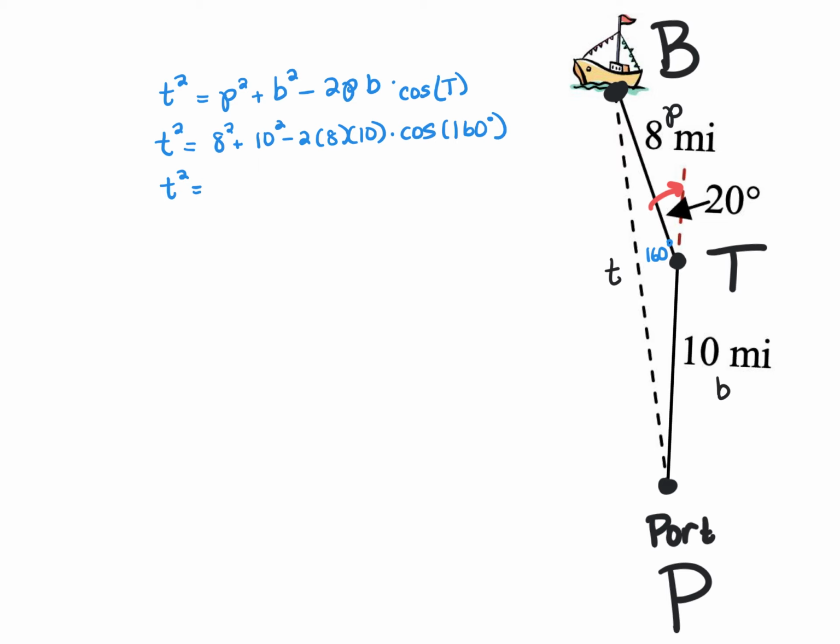So if you do that, before you take the square root of both sides, you're going to get T squared is, we'll say, 314.35082. All right, and then we take the square root of both sides, and you're going to get T is approximately 17.7. So looking at our picture, that means that our boat is about 17.7 miles from port.